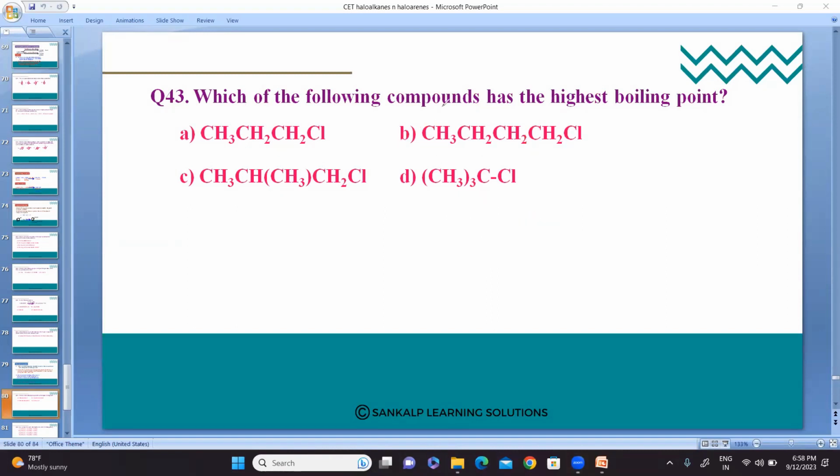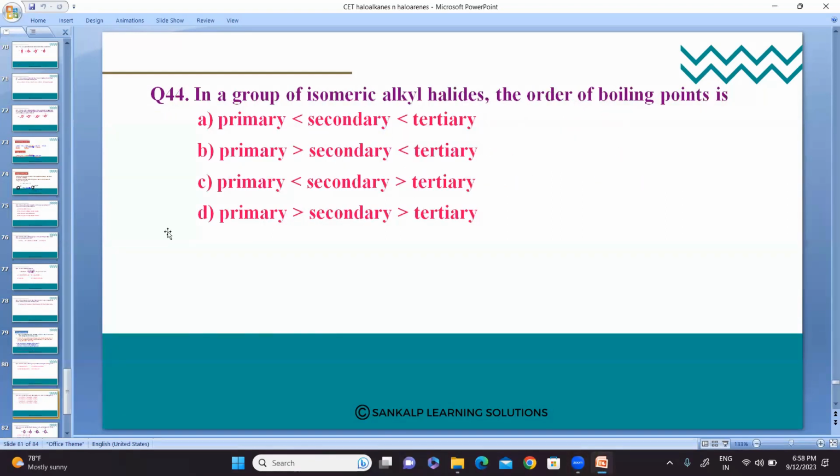Last question. In the group of isomeric alkyl halides, what is the order of boiling point? Alkyl halides with branched and more spherical shapes have lower boiling points as a result of their smaller surface area. So primary will be greater than secondary and then tertiary. So option number D.